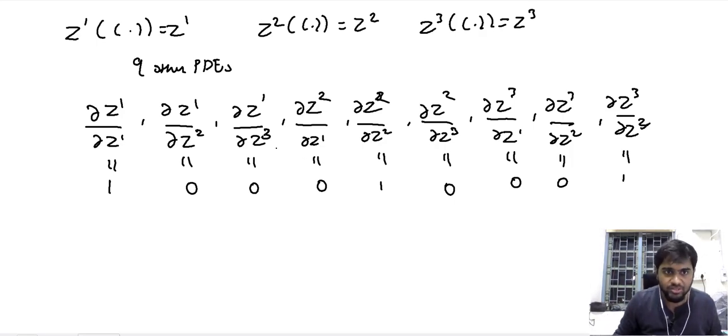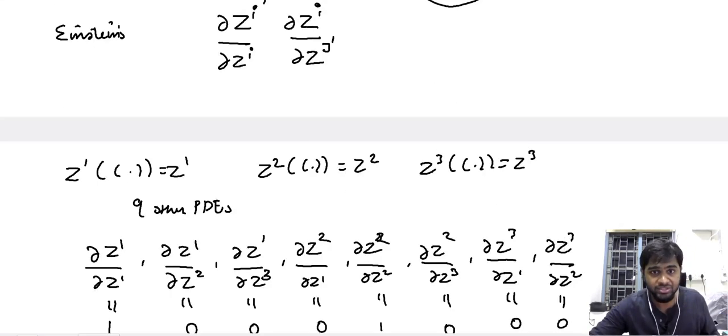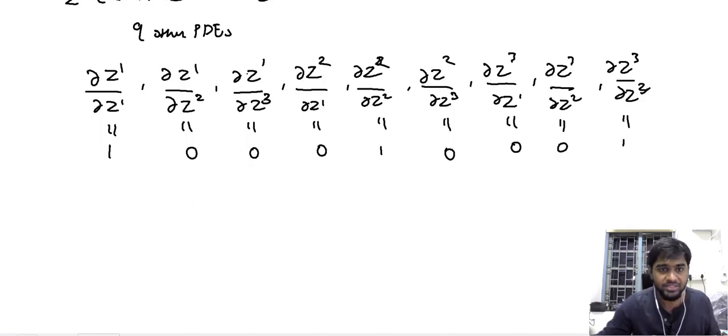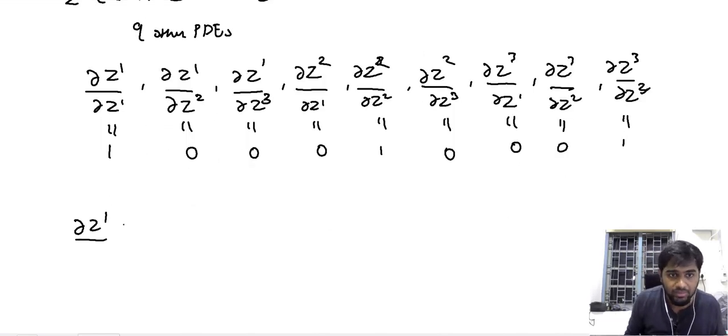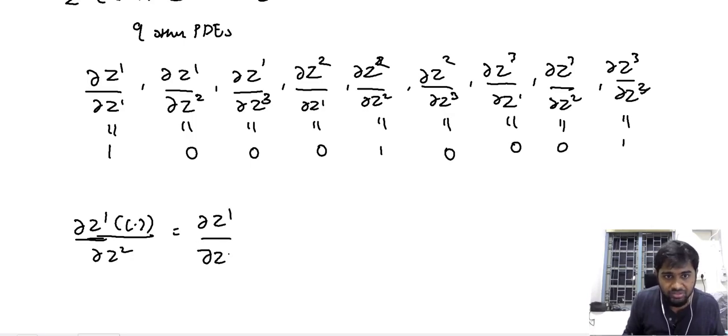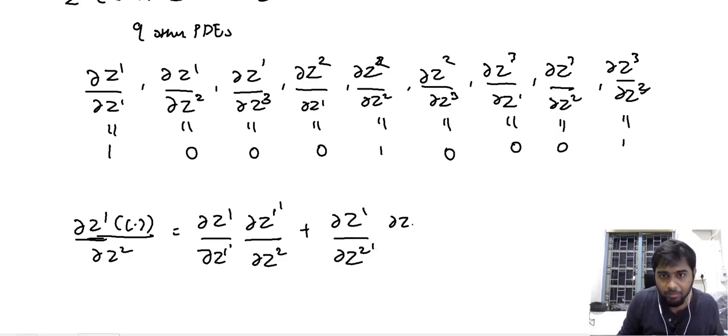Now it is possible for us to write these 9 PDEs using a single expression of this form. For instance, let us consider the partial derivative of z1 as a function of a function with respect to z2. This will be of the form: the partial derivative of z1 with respect to z1 prime, times the partial derivative of z1 prime with respect to z2. In the same way, the partial derivative of z1 with respect to z2 prime, times the partial derivative of z2 prime with respect to z2. In the same way, we consider z3 prime and z2.